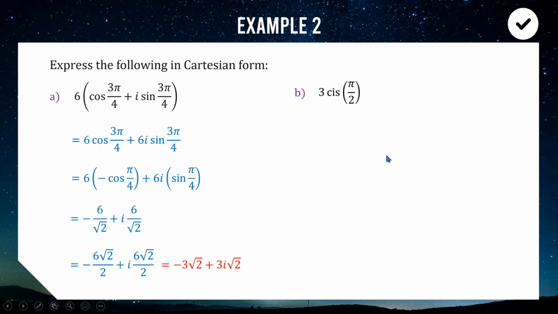Okay, question B is a little bit simpler because we have a convenient angle of pi on 2. If we think about what a modulus of 3 and an argument of 90 degrees looks like, you're going to be thinking of this right here. Okay, 3 from the origin, rotation of 90 degrees, which means we don't have a real part. It's a purely imaginary number. It's going to be 3i. So there you go. Sometimes if you draw a picture, it does make it a bit easier.